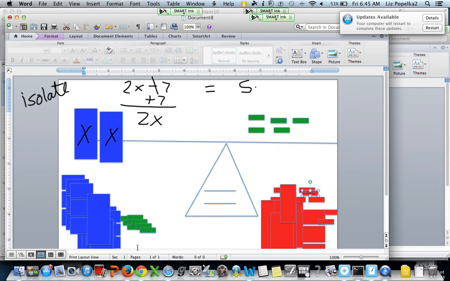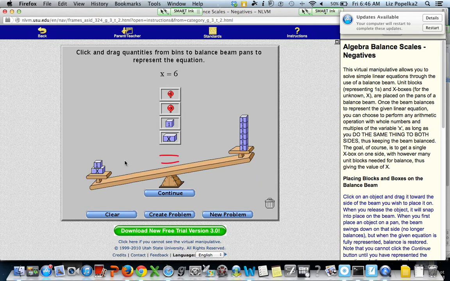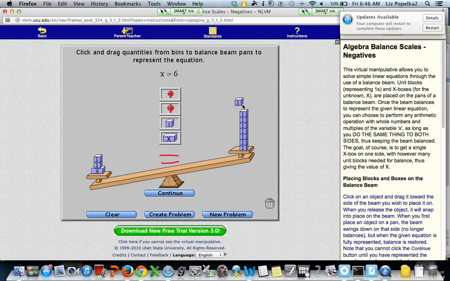My problem, as we illustrated in this example a while back, is that if I add something to one side of my balance beam when it's balanced, I'm going to mess stuff up unless I do the same thing to the other side. So if I add 1 over here, I've got to add 1 over here.